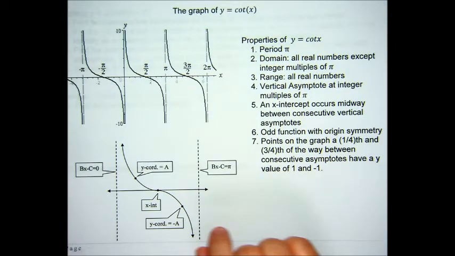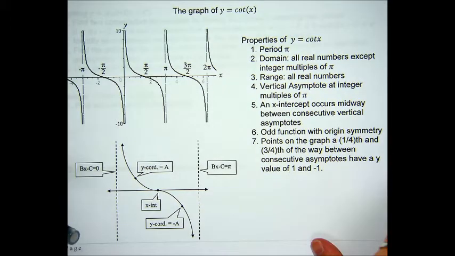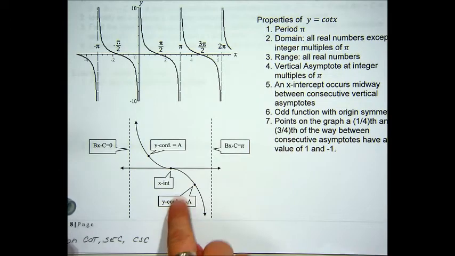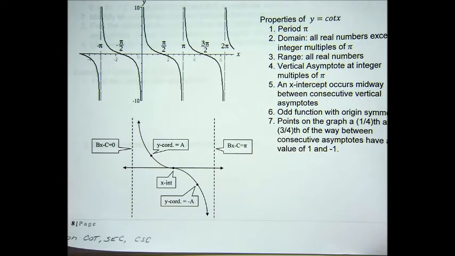So this is, again, the period of the cotangent follows the tangent, so period pi. Domain: all real numbers except multiples of pi. Range: all real numbers. Vertical asymptotes at those undefined values. X-intercepts midway between consecutive vertical asymptotes. Odd function, because again it has origin symmetry, and 1/4 and 3/4 of the way through have plus or minus a for your y coordinate. This time, instead of setting the function between negative pi over 2 and pi over 2, we're setting it between 0 and pi.